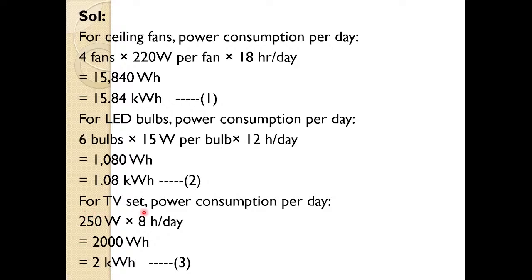Similarly, let us consider the TV set. The TV set's power consumption is around 250 watts, and it is turned on for 8 hours. So multiply 8 into 250, and you will get 2000 watt hour. If you are getting 2000 watt hour, just convert that into kilowatt hour. Just write it down quickly. So simply you have to multiply the quantity with the power rating and the number of hours. You will get kilowatt hour.